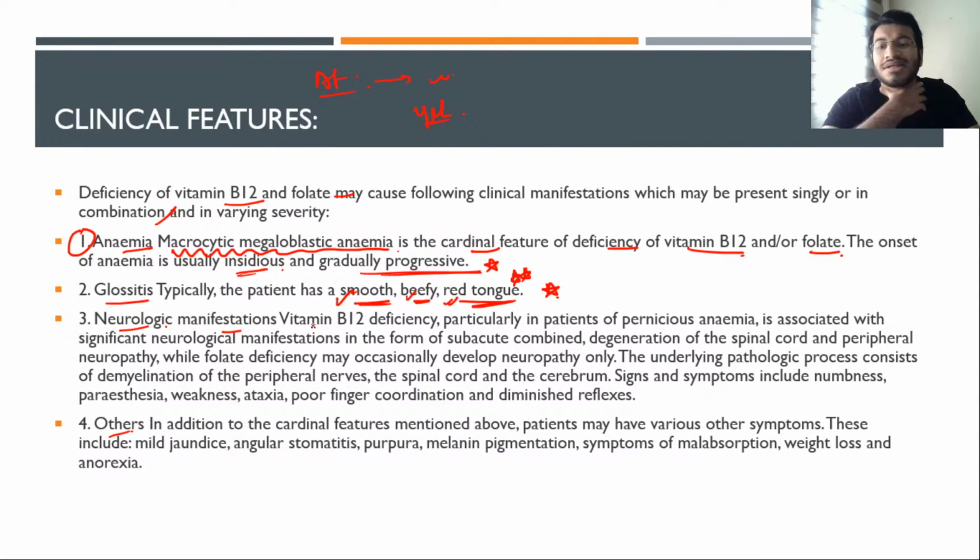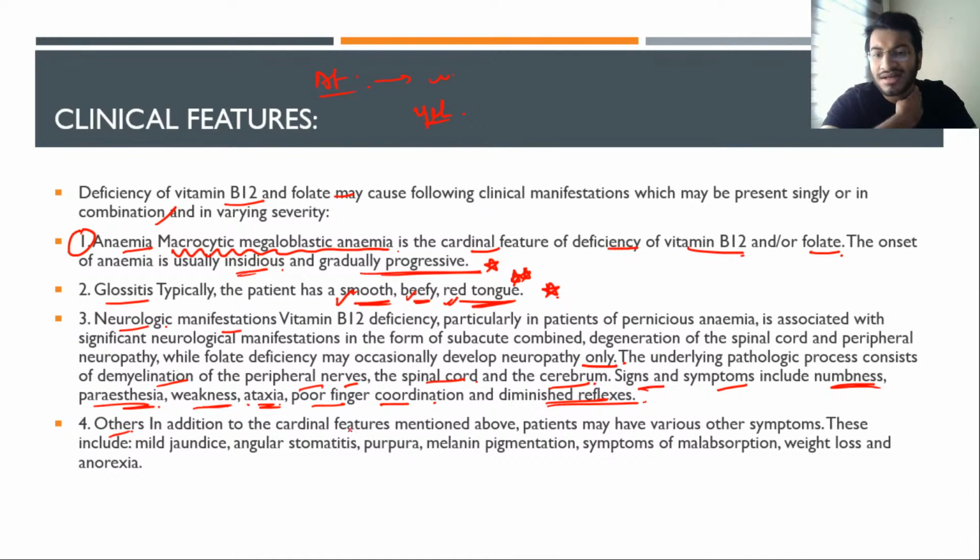Neurological manifestations. Vitamin B12 deficiency, particularly in the patients of pernicious anemia, is associated with significant neurological manifestations in the form of subacute combined degeneration of the spinal cord and peripheral neuropathy, while folate deficiency may occasionally develop neuropathy only. The underlying pathological process consists of demyelination of the peripheral nerves, spinal cord, and the cerebrum. Signs and symptoms include numbness, paresthesia, weakness, ataxia, poor finger coordination, and diminished reflexes.